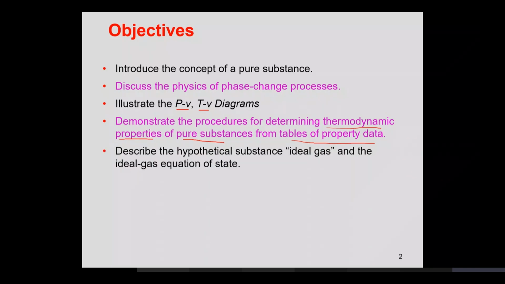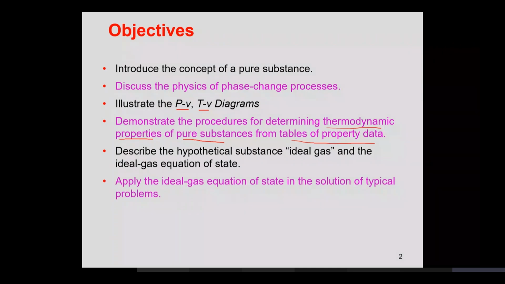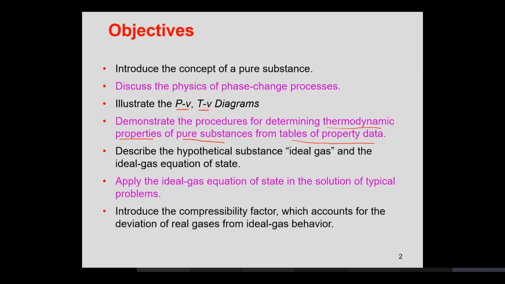Then you will move on towards the hypothetical substance, which is the ideal gas, and the ideal gas equation of state. Once you have the ideal gas equation of state, you will apply it to determine some typical problems for equipment or systems that involve mechanical thermodynamics. And once you have learned to apply the ideal gas equation, you will be introduced to the compressibility factor, which determines the deviation of real gases from ideal gas behavior. So this is what would be included in this chapter.